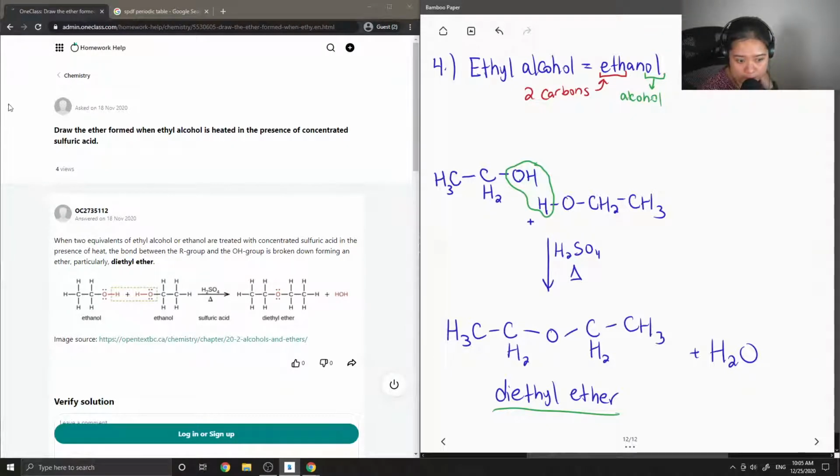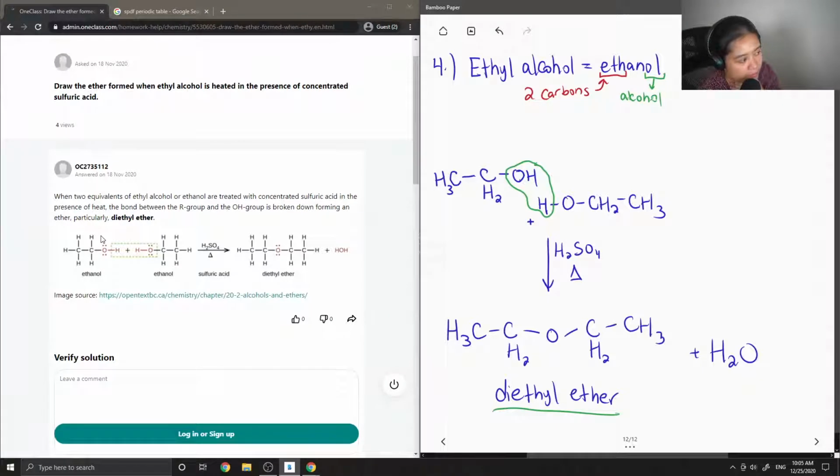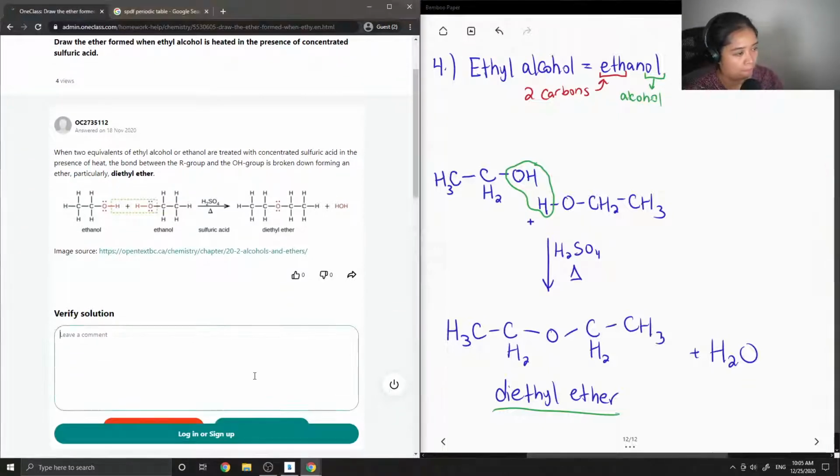Okay, so let's see what the junior tutor said. When 2 equivalents of ethyl alcohol or ethanol are treated with concentrated sulfuric acid in the presence of heat, the bond between the R group and the OH group is broken down, forming an ether, particularly diethyl ether. Yep. So the solution is correct.